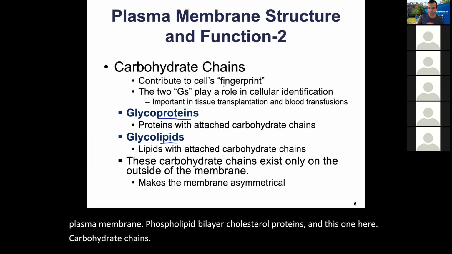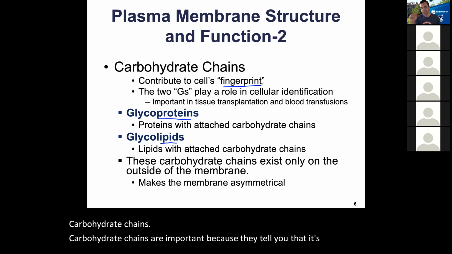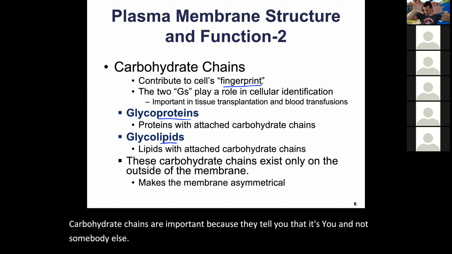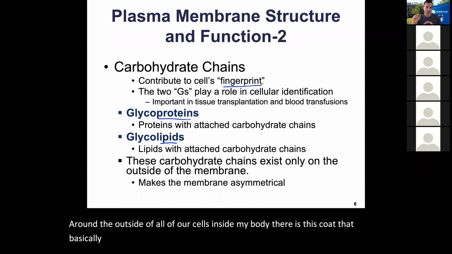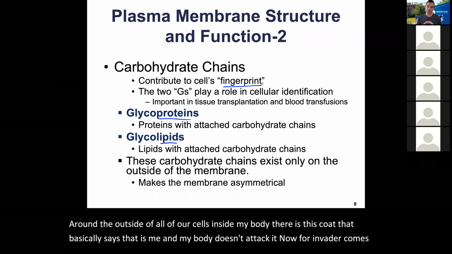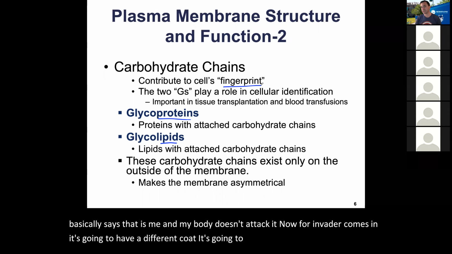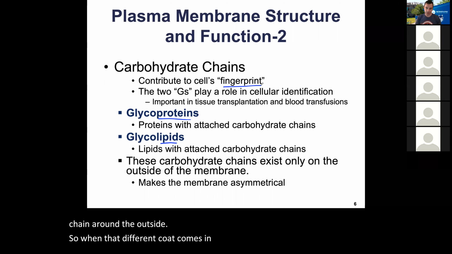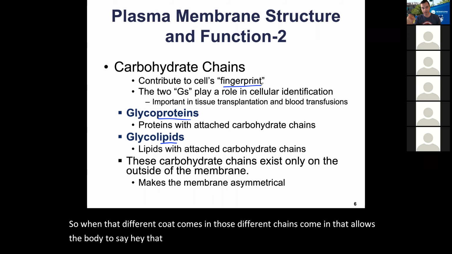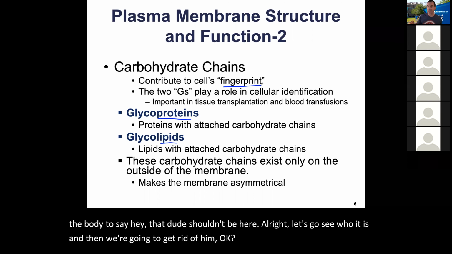Carbohydrate chains are important because they tell you that it's you and not somebody else. We have around the outside of all of our cells inside my body, there is this coat that basically says that is me, and my body doesn't attack it. Now, a foreign invader comes in, it's going to have a different coat. It's going to have a different carbohydrate chain around the outside. So when that different coat comes in, those different chains come in, that allows the body to say, hey, that dude shouldn't be here. All right, let's go see who it is, and then we're going to get rid of him. Okay. That is what the carbohydrate chains do.